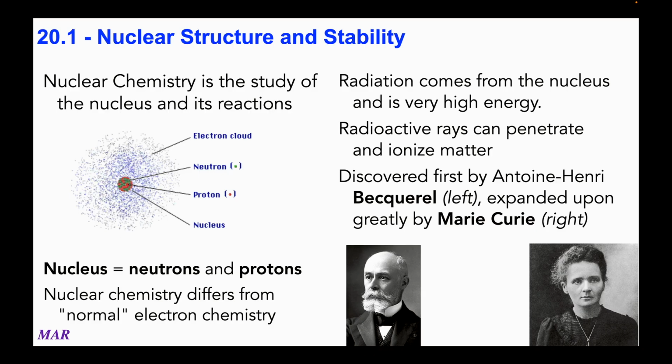One of the results of nuclear reactions is radiation, a really high energy form that is emitted sometimes when reactions happen. Radioactive rays can penetrate and ionize matter, so they go through the matter and turn it into positive or negative ions, which isn't good, of course, for structures. Radioactivity was originally discovered by Becquerel, and then later Marie Curie really took that ball and ran with it and did a lot more work on radioactivity.